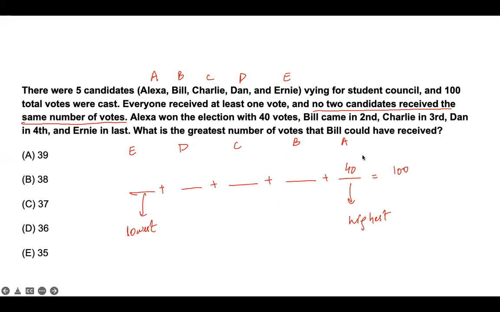Now the question asks, what is the greatest number of votes that Bill could receive? So in this question, we want to maximize this value. We want to maximize this value. Then how can we do this? If we want to maximize one thing, we need to minimize all of the other quantities. So we need to minimize these 3.